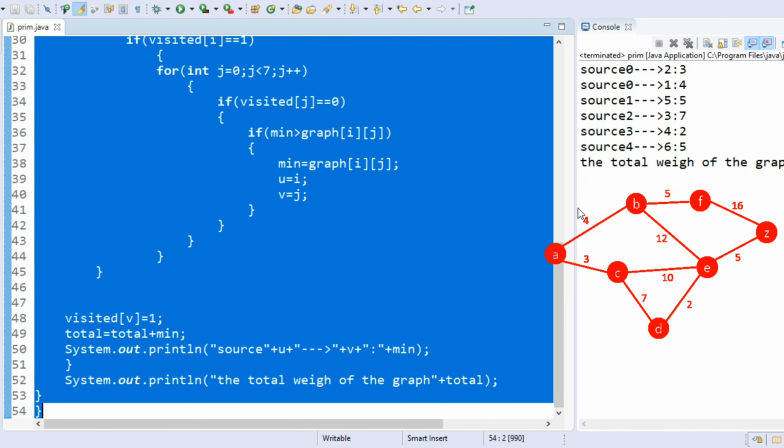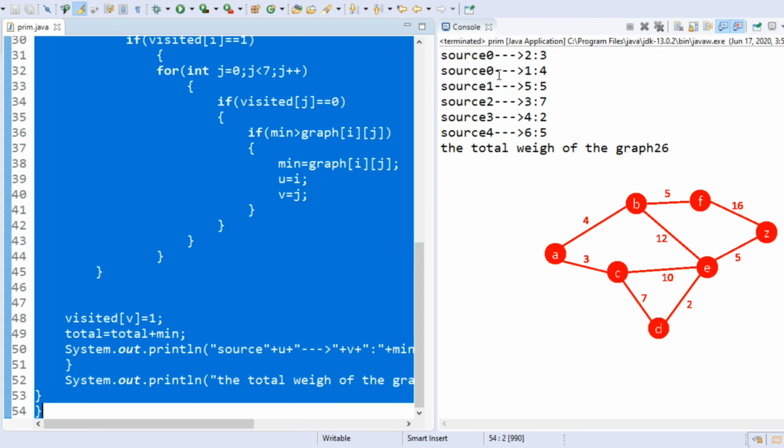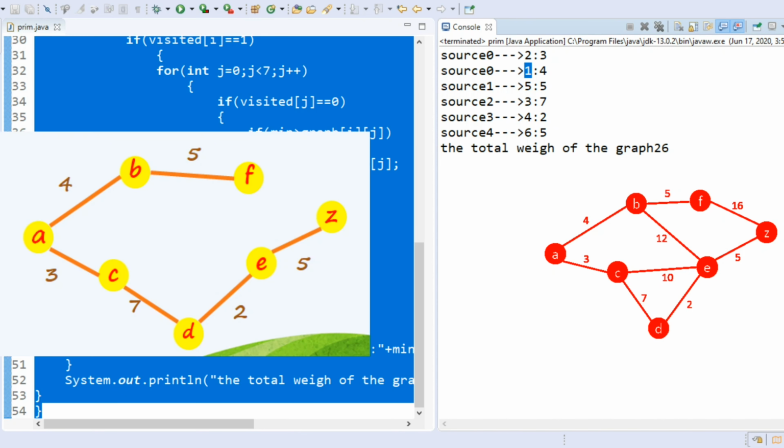So here I compiled it, so which shows the source and the destination is 2, and here the source and the destination is 1. Now let us see the actual image. So here that is a to b means 0 to 1. So 0 to 1 means 4 and 0 to 2 means its value is 3, and 0 to, there is no connection between a to the remaining nodes, so remaining are discarded.